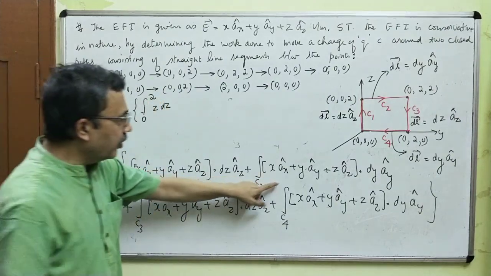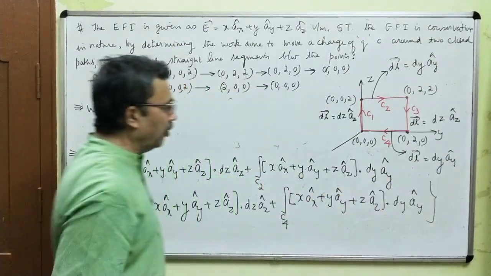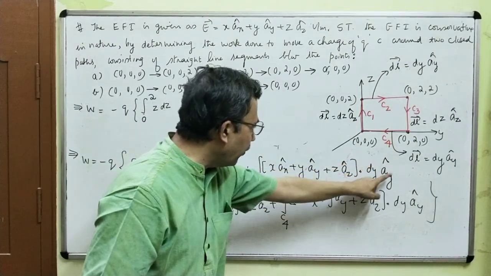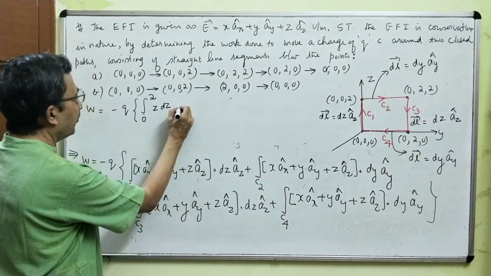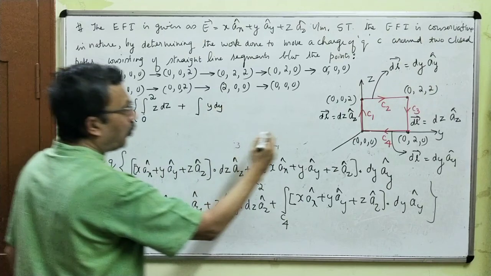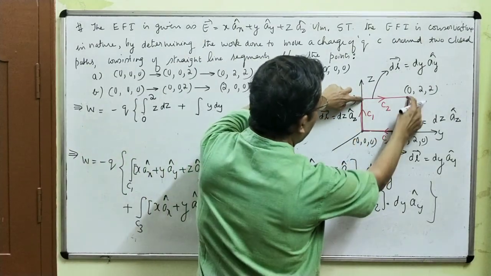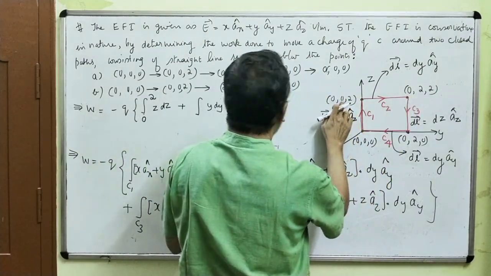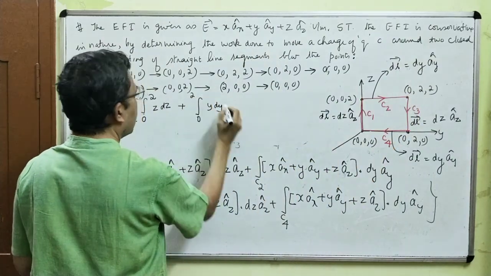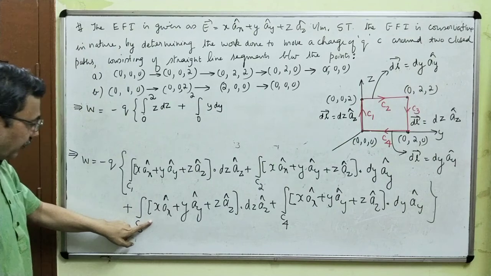Then I'll come to this. Ay cap dot Ay cap is 1. Ax cap dot Ay cap is 0. Az cap dot Ay cap is 0. So you get from the second integral y dy. For path C2, this is the initial point, this is the final point. What is the y coordinate here? 0. What is the y coordinate here? 2. Then I go to this integral.